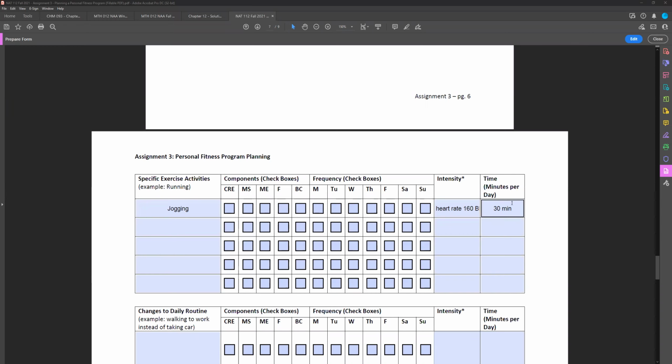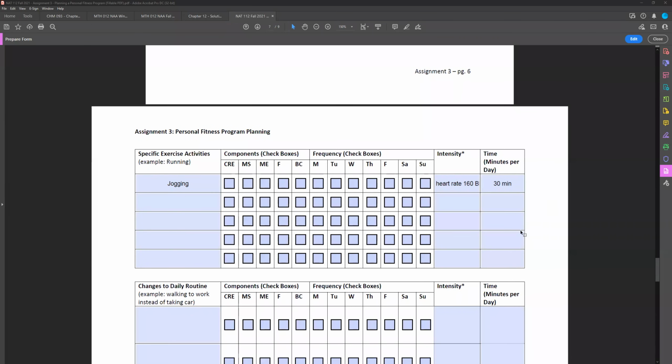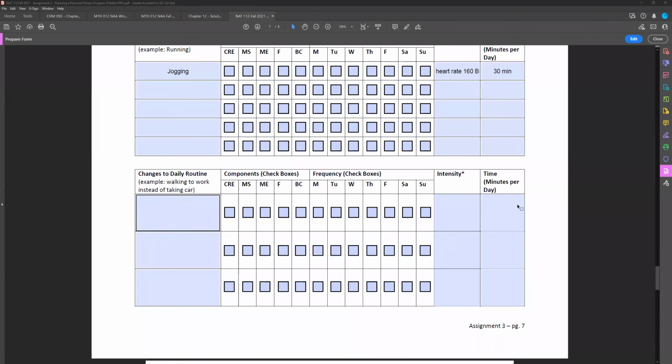Basically, each row is worth 2 marks. 0.4, 0.4, 0.4, 0.4, 0.4, 2 marks. Same thing for the bottom table. Each row is worth 2 marks again. And it adds up to 6 marks in total.